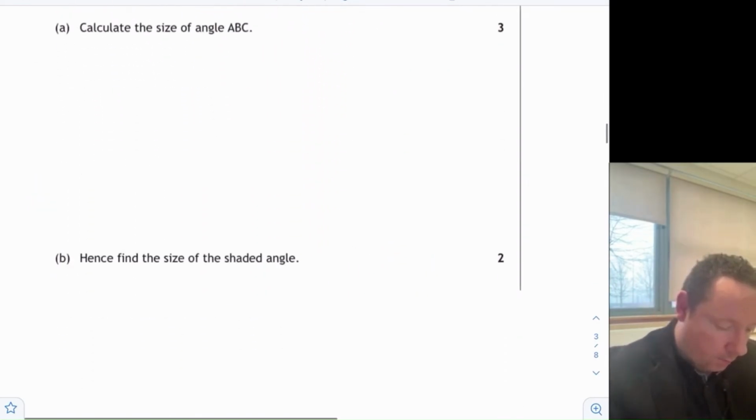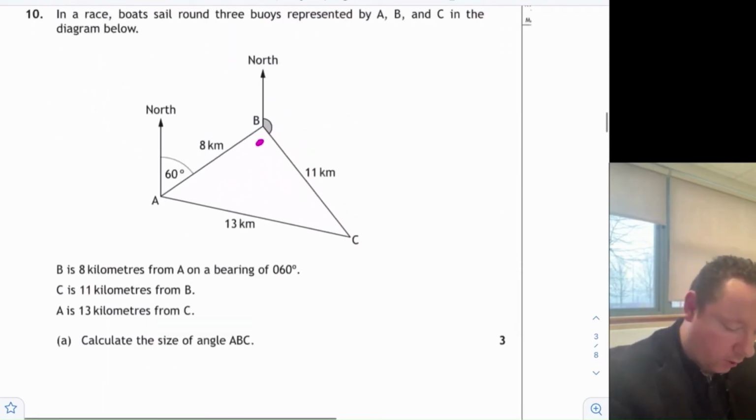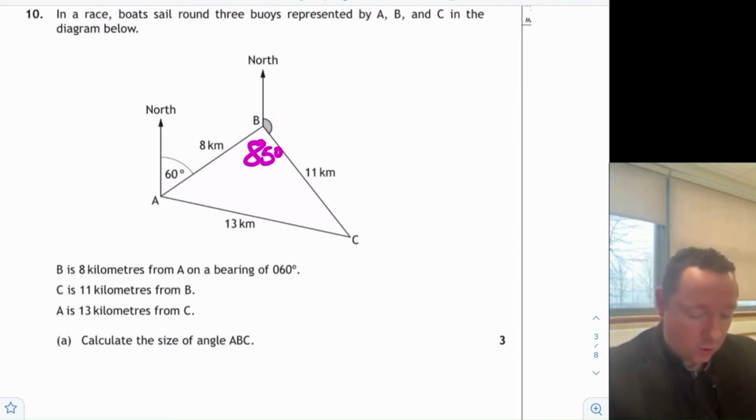So now part B says, hence find the size of the shaded angle. Well, we've already worked out that this is 85 degrees. And it says find the size of this angle here. So we're going to use some angle rules. We know from the previous example that if you've got two north lines, the angles inside those north lines add up to 180. So I can immediately put 120 there, because 120 plus 60 is 180.